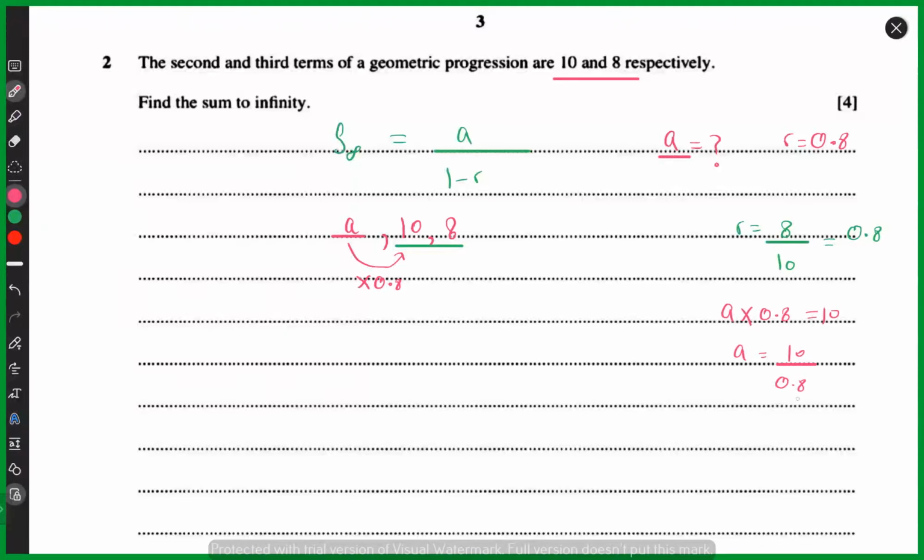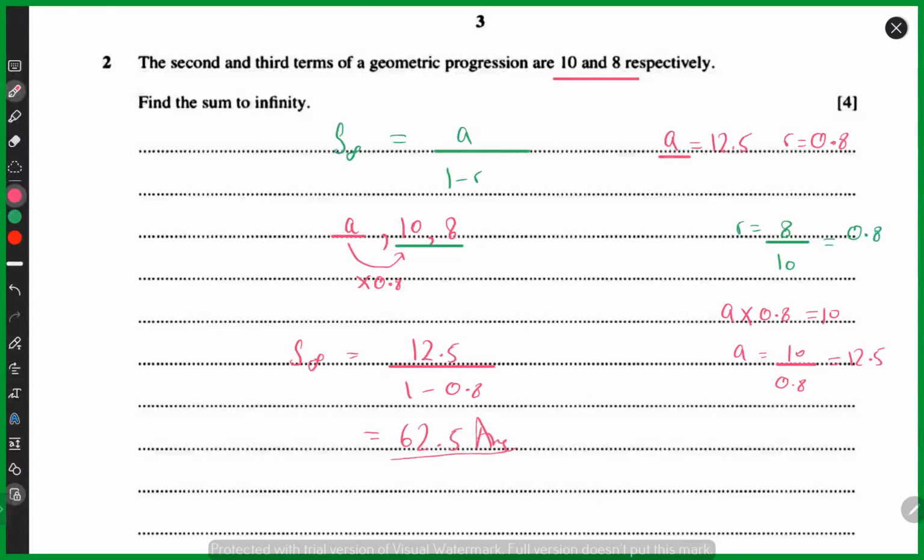12.5. Very good. So this is going to be 12.5. And now things are very, very easy. You're only supposed to plug in the values in the formula. So S infinity is going to be 12.5 divided by 1 minus 0.8. And you are going to get 62.5 as your final answer.